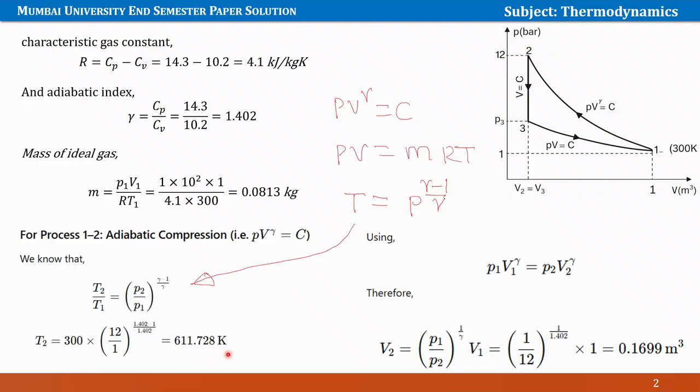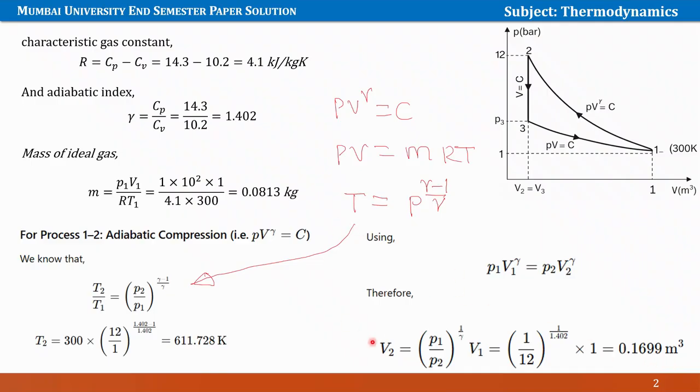Also at this point we need to calculate the volume. So we have this relation, use that relation, right? Because we know the initial pressure, and we know the final pressure also. We know the initial volume also. We need V2, that is the final volume. So from this equation we can find out the final volume. So put the values and get the volume after compression. After compression we will get the volume as 0.1699 meter cube, right?